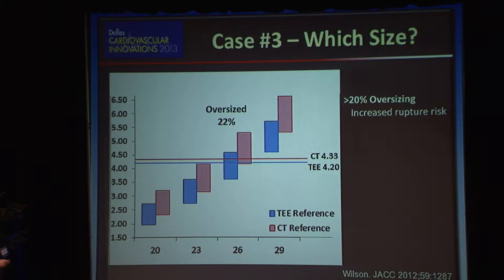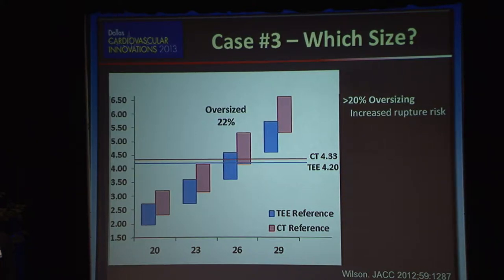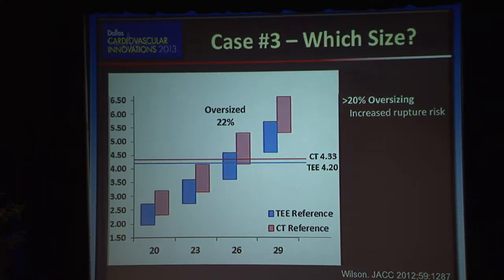And so this patient we talked about, here's his information. His CT falls into this block. His TEE falls into this block, which is a 26 Sapien valve. This patient ends up getting a Sapien valve. So what does that mean for us? Well, if we pick a 26, the size of the 26 valve is about 5.3 centimeters squared, bigger than the 4.3 we got from the CT. And it's oversized about 22%.